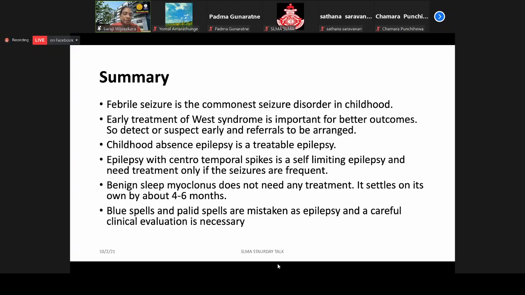And epilepsy with centrotemporal spikes is a self-limiting epilepsy. So treatment is necessary only if the seizures are frequent, otherwise you don't have to treat them. And benign sleep myoclonus does not need any treatment. It settles by its own by about 4 to 6 months in some patients, or even earlier. Blue spells and pallid spells are mistaken as epilepsy, and careful clinical evaluation is necessary.